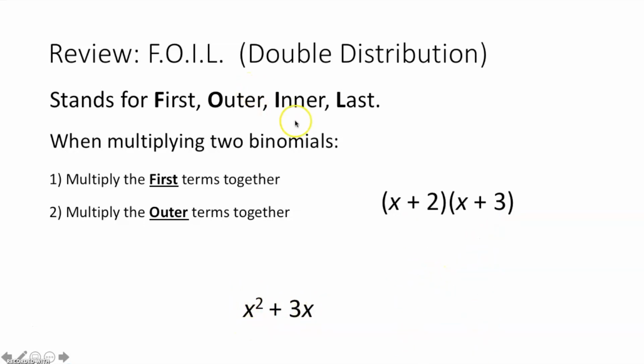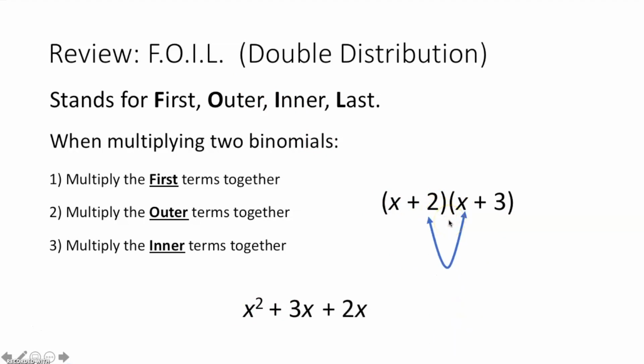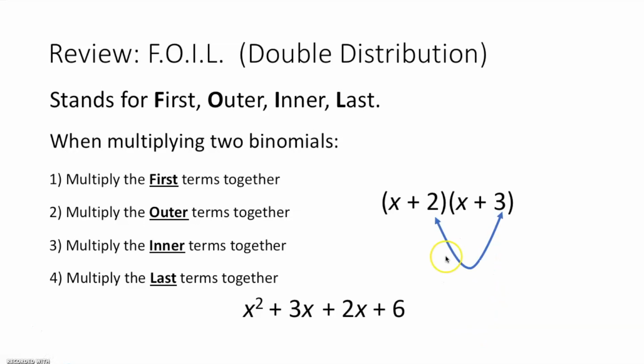Then you multiply the inner terms together. The two inner terms are 2 and x. What's 2 times x? That's positive 2x. So you write plus 2x down here. And then what's 2 times 3? The last terms we multiply together. So that becomes 6.